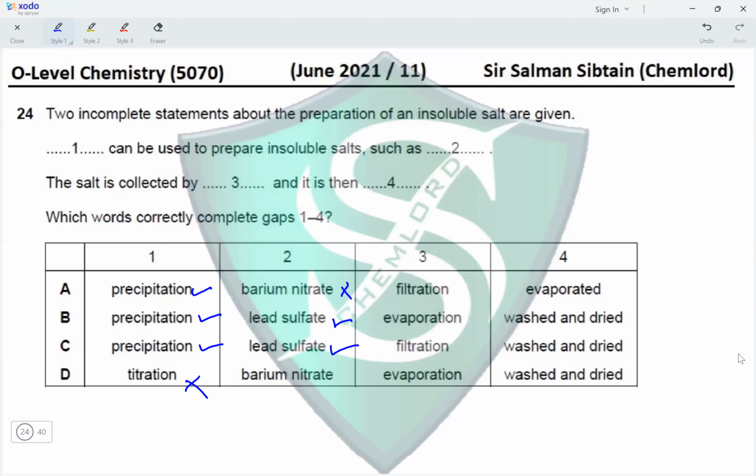The salt is collected by dash. Now, how do you collect an insoluble salt? You collect an insoluble salt through filtration. You filter it out. The other option here is evaporation, which is wrong. So option C becomes correct, but we will continue on to the fourth blank, and it is then dash. So first we collect it by filtering as a residue, and then we wash and dry it. So all four statements that fill in these blanks are correct for option C, making option C the correct option for this question.